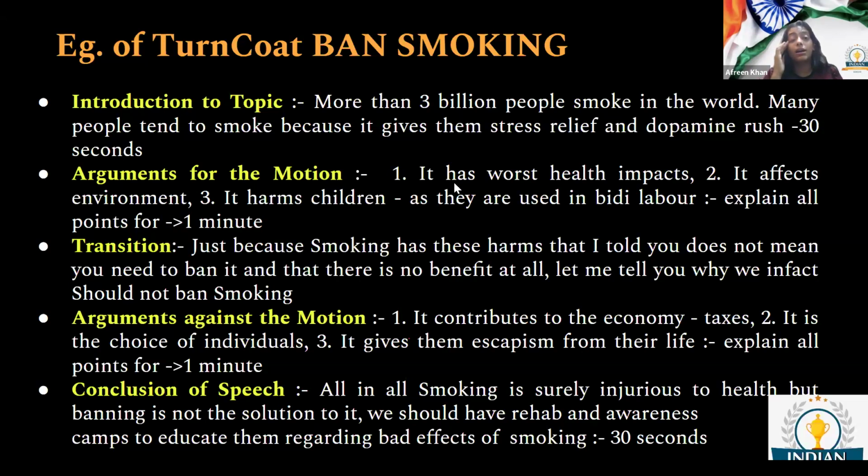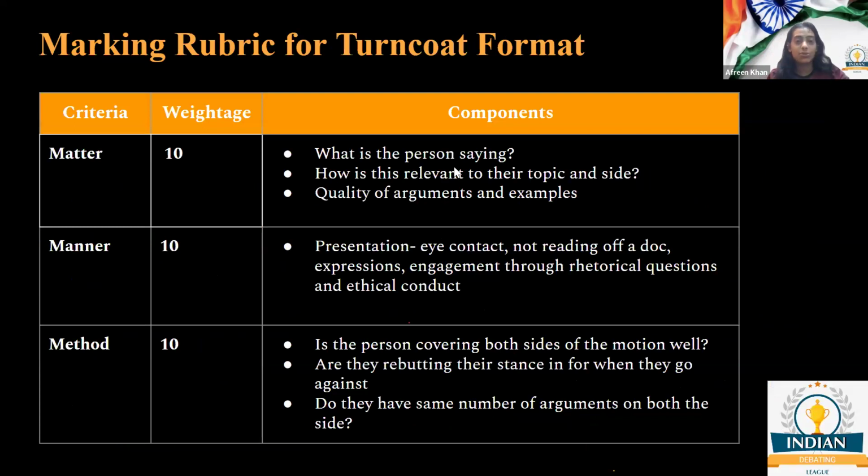Okay, now is the marking rubric. Now, how are you exactly scored? You're scored out of 30. The way it works is that you are scored on matter, manner, and method. So 10 marks for matter, 10 marks for manner, and 10 marks for method.